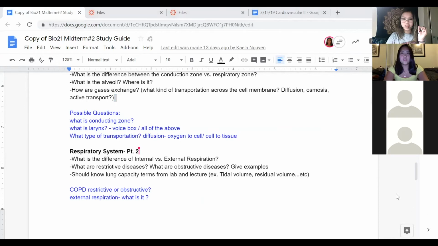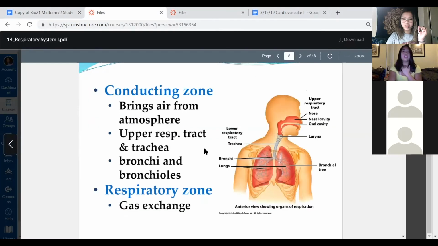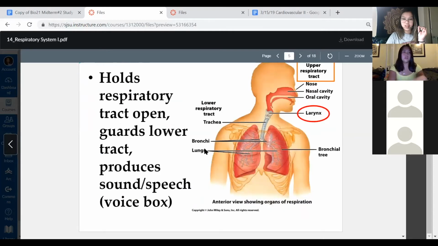The larynx, okay, there's a slide on the larynx because there are different functions to it. So again, the larynx is like in the middle between your upper and lower respiratory tracts. So let's see what the slide says. It says it holds the respiratory tract open and then it guards the lower tract. That's 2. And then it produces sound. That's 3. And speech. And that's 4. So that could be a possible multiple choice question. That's why I asked that question.